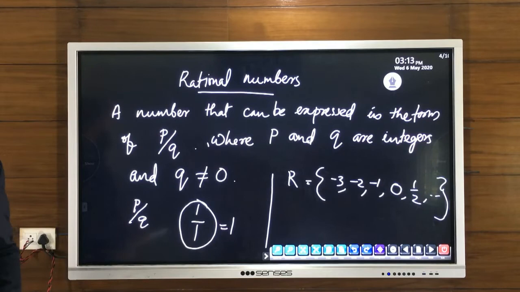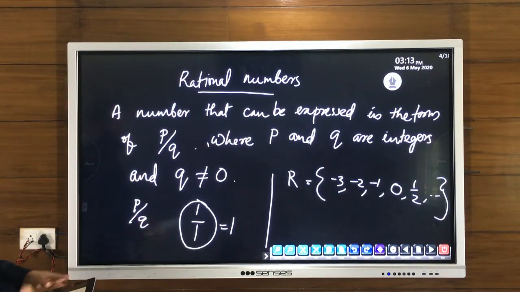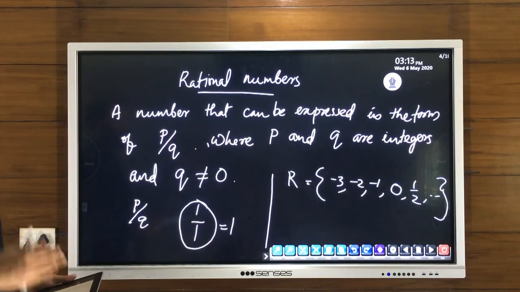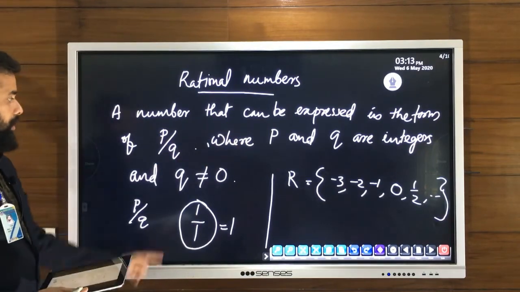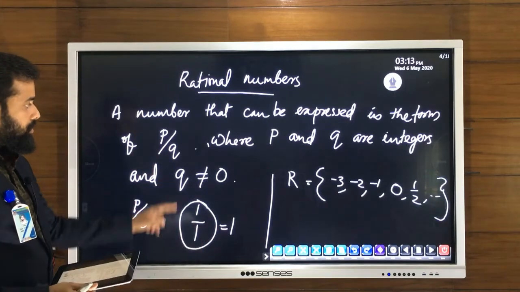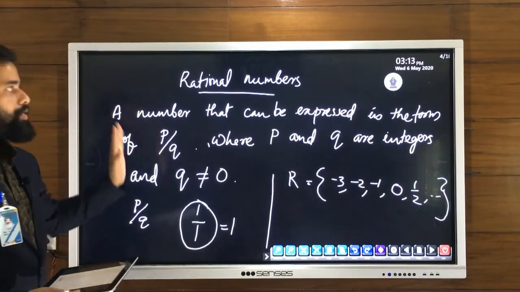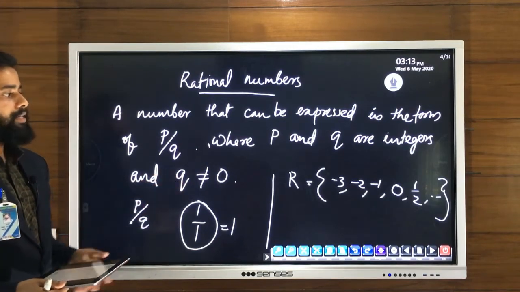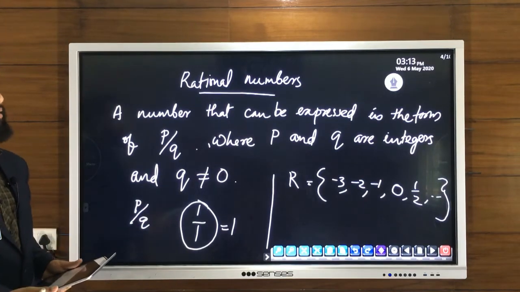Next, the rational numbers, that was our topic. A rational number is a number that can be expressed in the form of P divided by Q, where P and Q are integers and Q is not equal to 0. You should remember these two points when you define rational numbers. Both numerator and denominator should be integers and the denominator cannot be 0. That means the denominator is always a non-zero number, then only will the fractional form be a rational number. And all the integers, whole numbers and natural numbers are rational numbers.